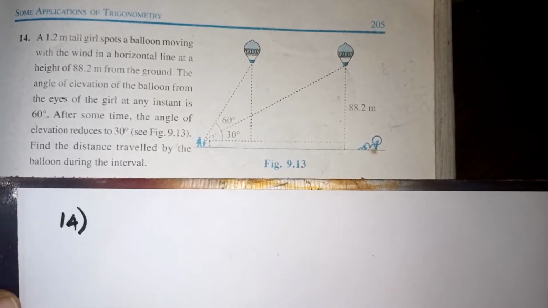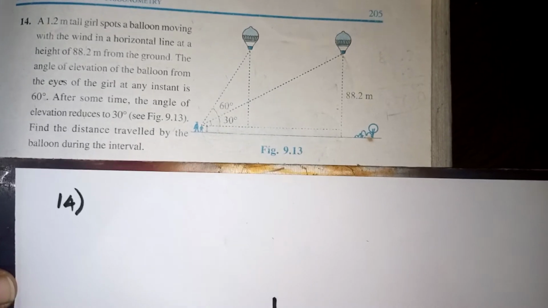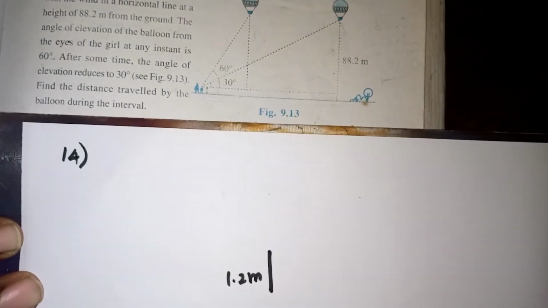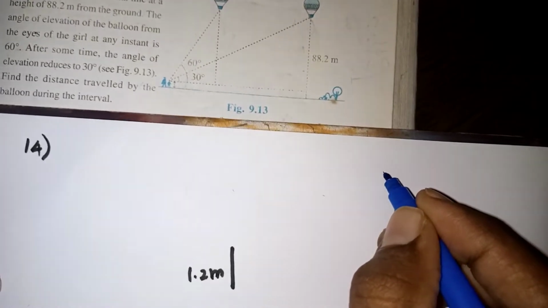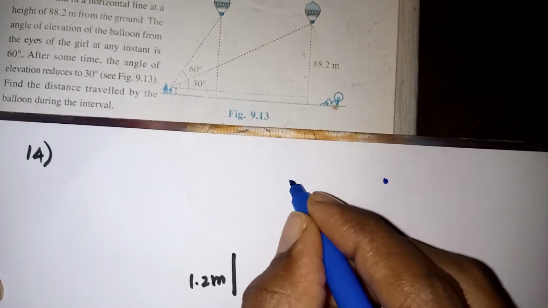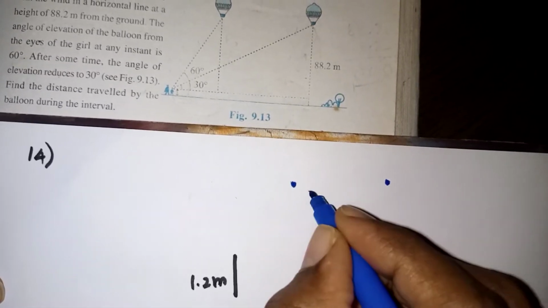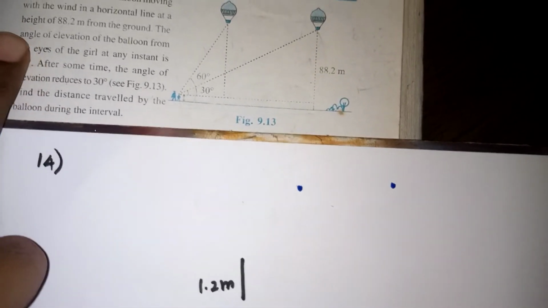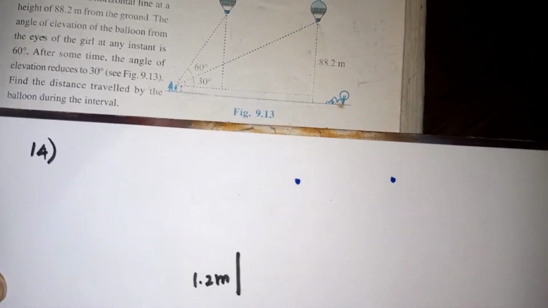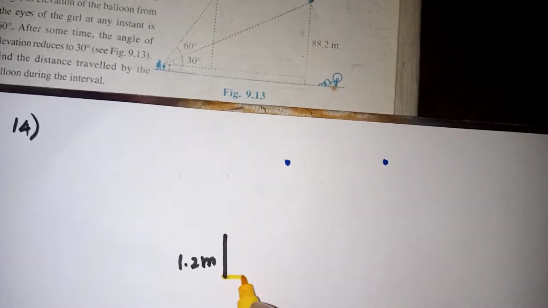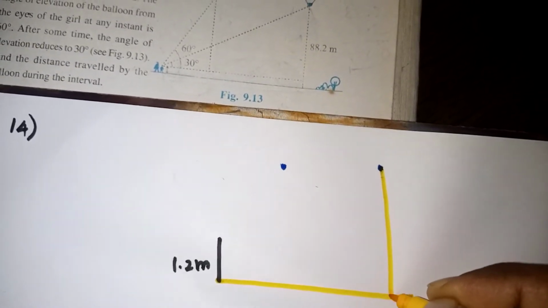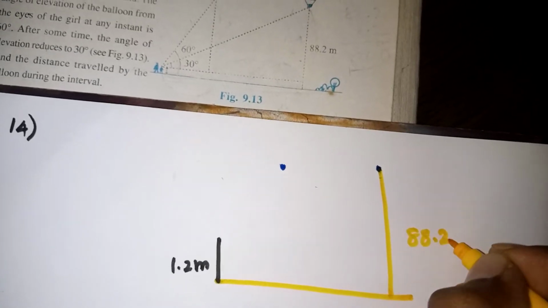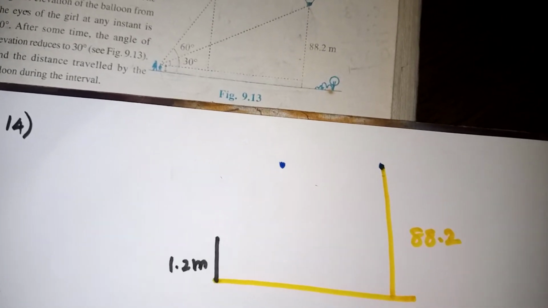There is a girl standing, her height is given as 1.2 meter. Now from here she is spotting a balloon that is moving horizontally. From here to here the balloon is moving. The dot I kept is for the balloon only. Now the height of the balloon from the ground is 88.2. This is our ground, and from the ground the height of the balloon is 88.2.